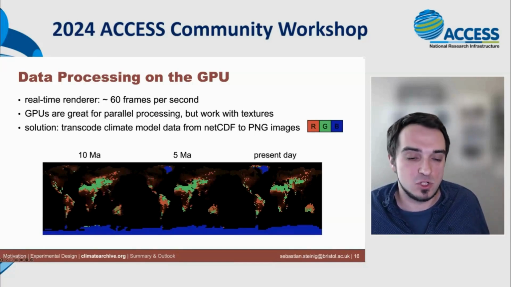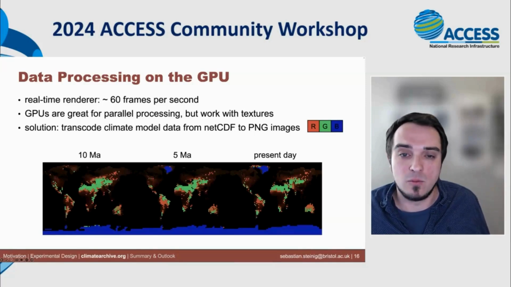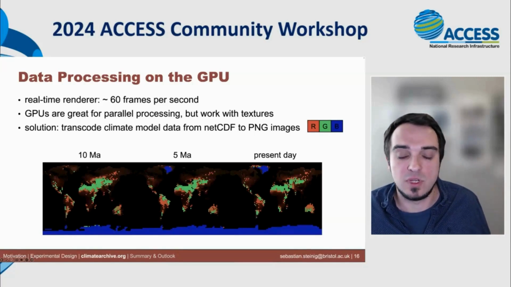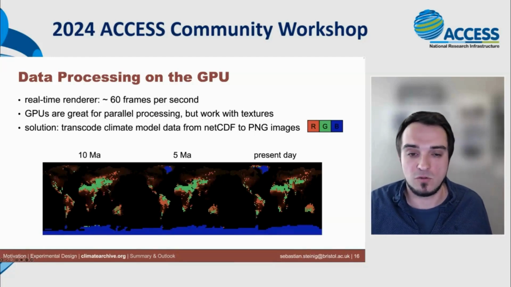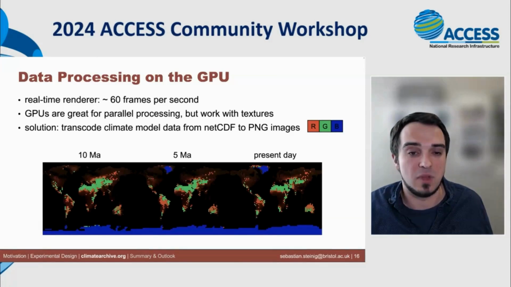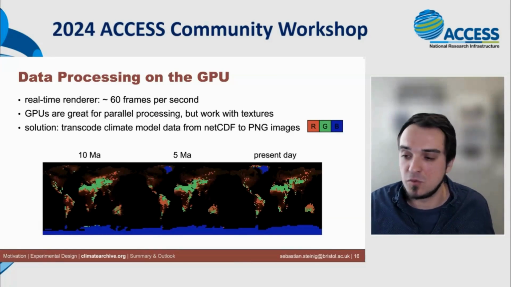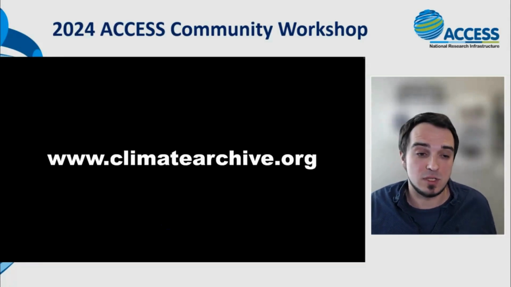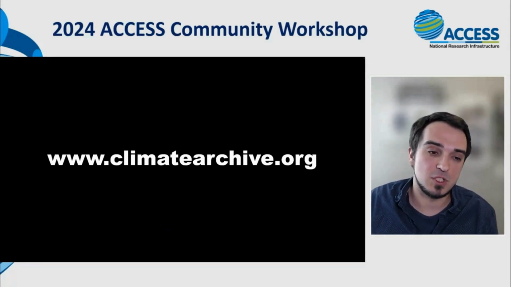Just one example is shown here at the bottom, showing the global distribution of PFTs, so plant functional types, of our model with three different time slices. And this is basically what the software sees in the end. If you have more questions about this, I'm happy to answer them after the presentation. But for the end of the talk, I just wanted to give you some impressions of the actual software and the platform.